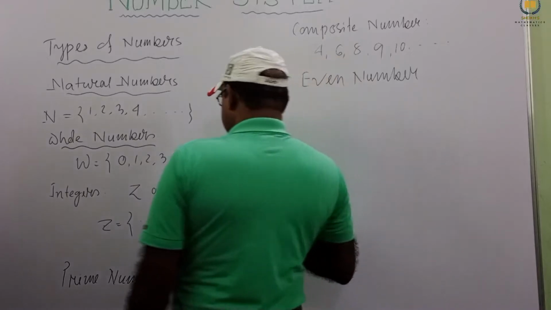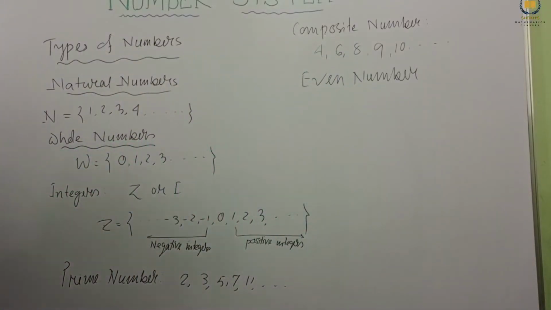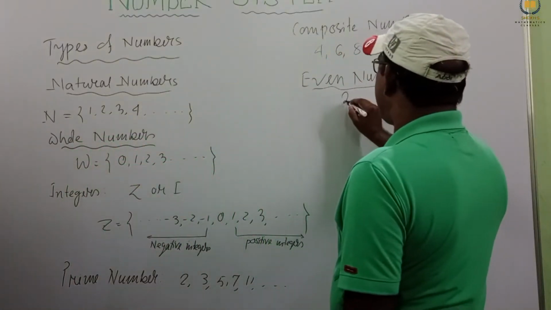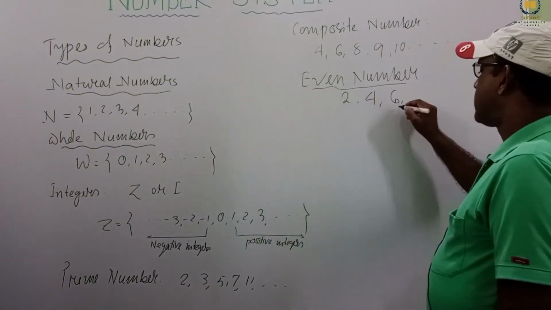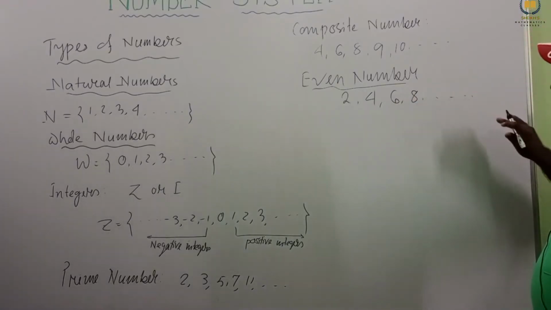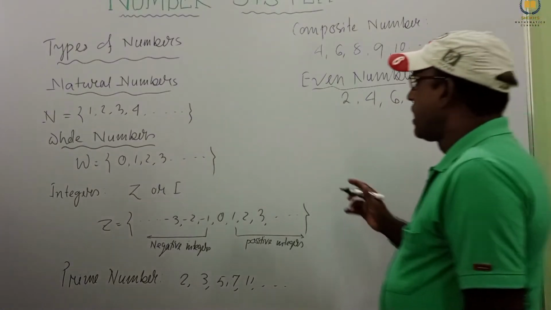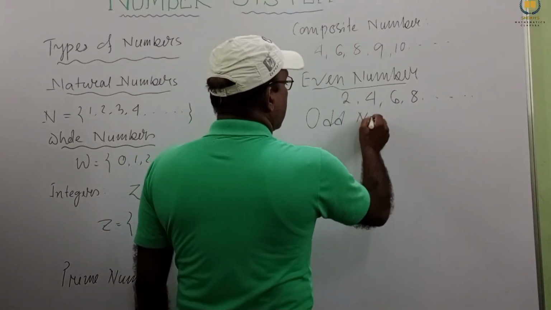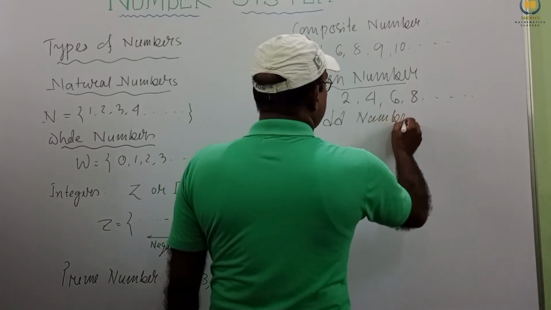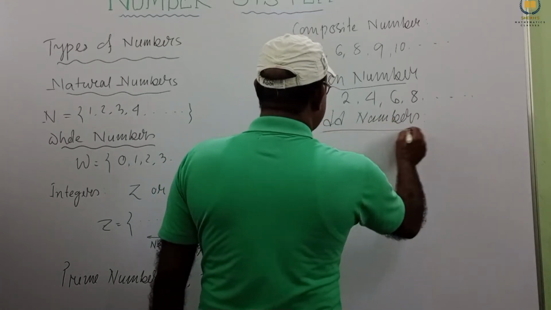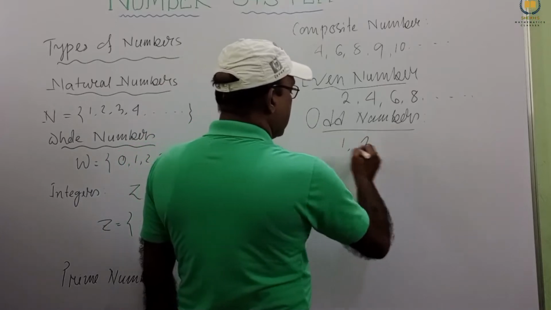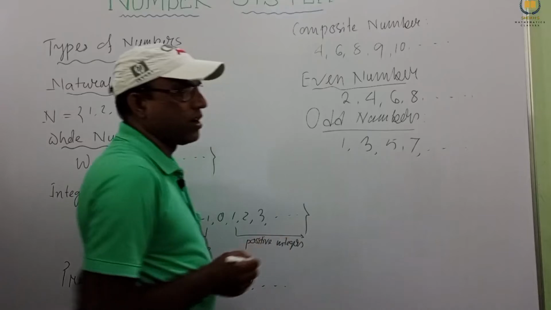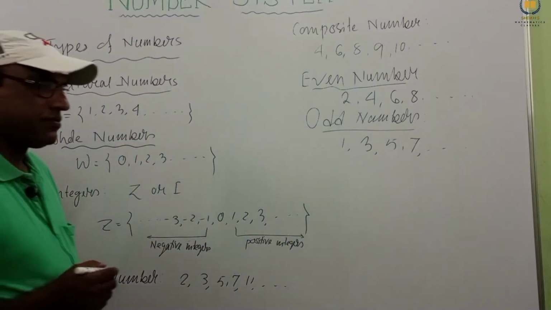Next we consider even numbers. Even numbers are 2, 4, 6, 8, and so on, which are divisible by 2. Next, odd numbers. These are 1, 3, 5, 7, and so on. These are odd numbers.